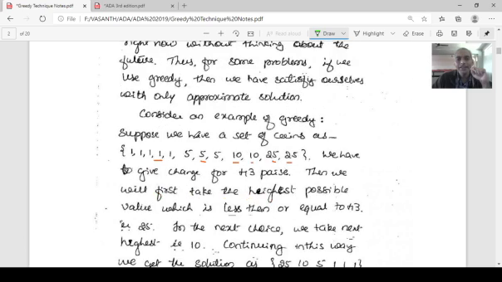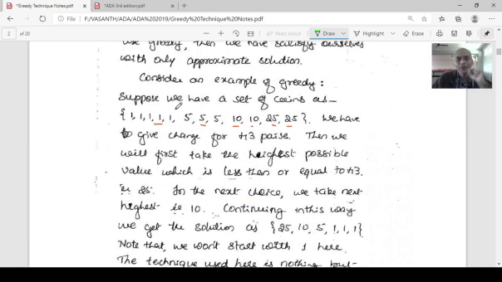Now let us take an example, some simple way to understand how the greedy is going to work. Suppose you have got some set of coins. Say you have got 5 1 rupee coins, 3 5 rupee coins, 2 10 rupee coins, and 2 25 rupee coins. Of course, in India we don't have a 25 rupee coin, let us just assume. So we have 2 coins.